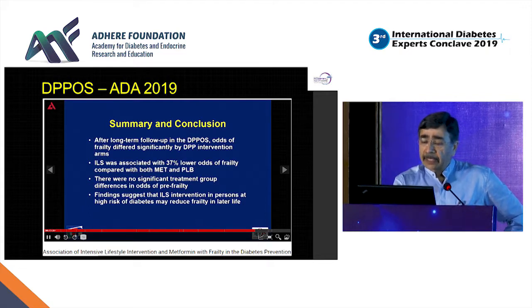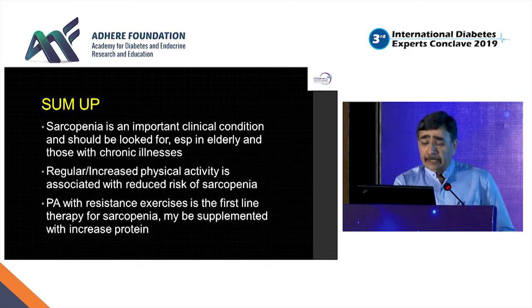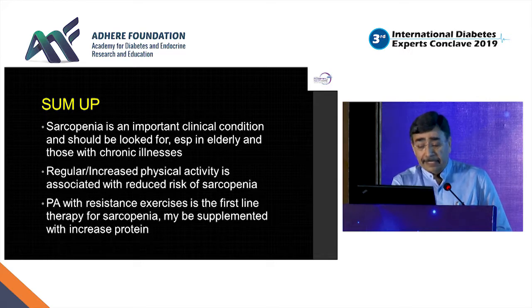To sum up, sarcopenia is an important clinical condition and should be looked for, especially in elderly and with chronic illnesses. Diabetes and obesity can also be associated with sarcopenia. Regular and increased physical activity is associated with reduced risk of sarcopenia, and physical activity with resistance exercises is the first-line therapy for sarcopenia, may be supplemented with increased protein intake.